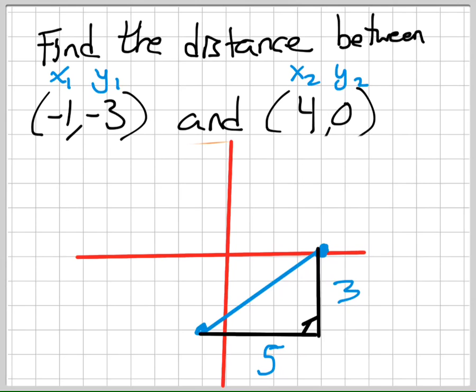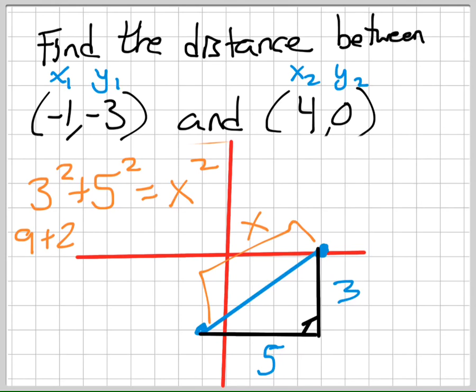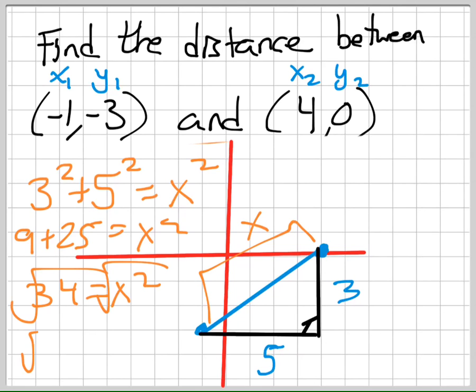Again, you're trying to find this piece. Let's say we call that x. I'm going to use the Pythagorean theorem, so I'm going to take one leg squared plus another leg squared equals the longest side, the hypotenuse, squared. That's 9 plus 25 equals x squared. That's 34 equals x squared. Square root both sides to get rid of the squared. And I get the square root of 34 equals x, which we found that approximation just a minute ago.